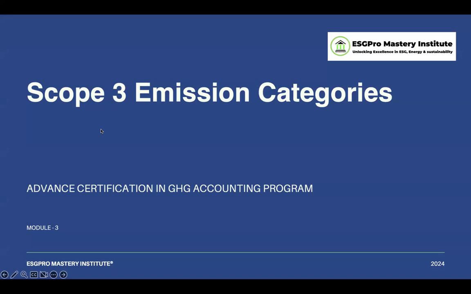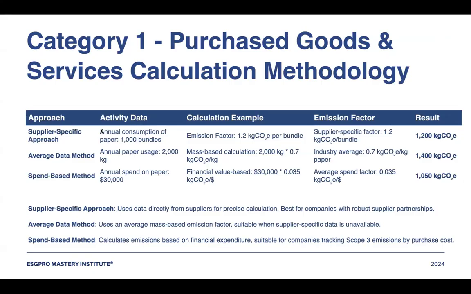Now, what are the emission categories and how do you calculate? Let's see some examples. At least for each category, we should see one or two examples. So let's start with the first exercise, where we are going to calculate purchased goods and services. This is category number one, purchased goods and services.